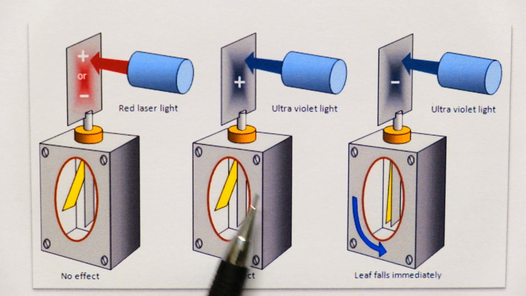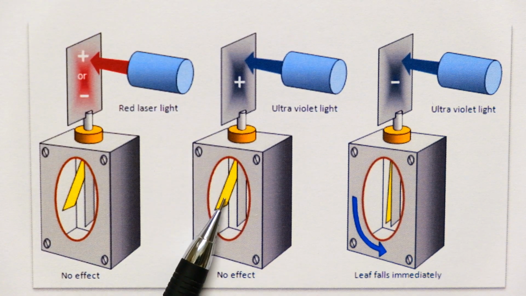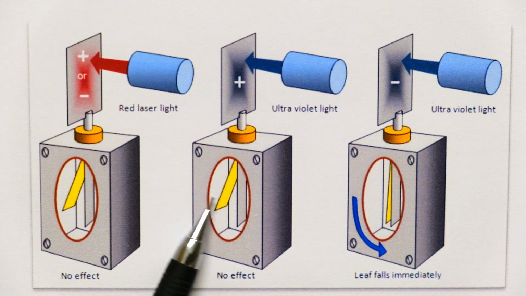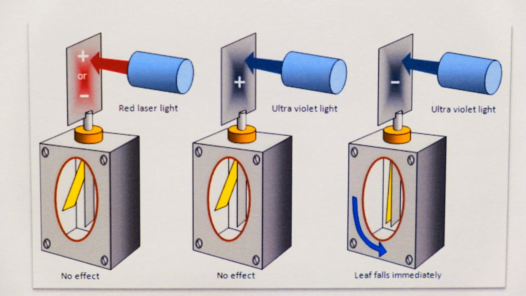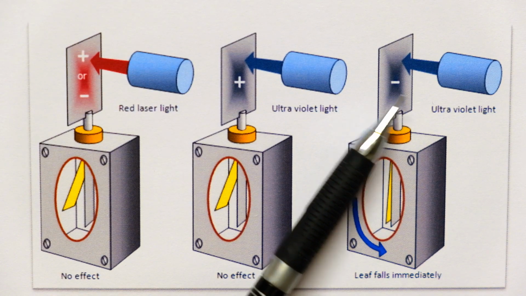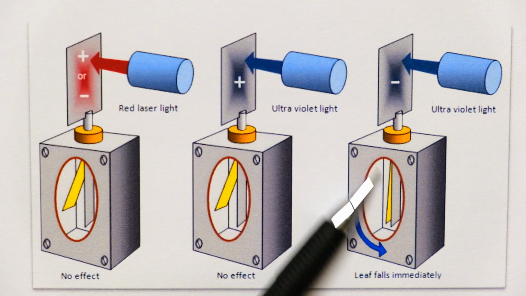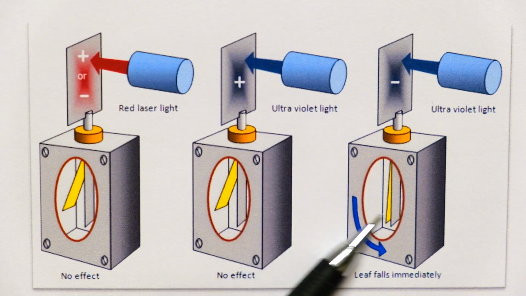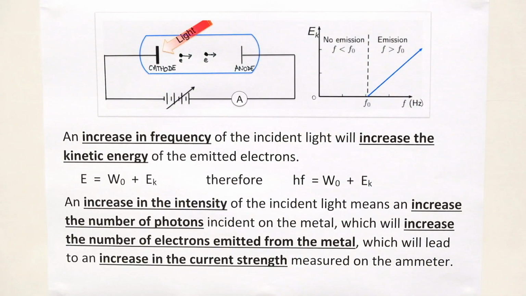The difference between these two is ultraviolet light shining on a positively charged electroscope. It has already lost electrons, so it won't want to lose more, so no change takes place there. In this one, the electroscope is negatively charged, so when the high frequency ultraviolet light, high energy photons, shine onto the metal, electrons will be removed, so it will lose its negative charge, and the gold leaf will go down to the other metal plate.